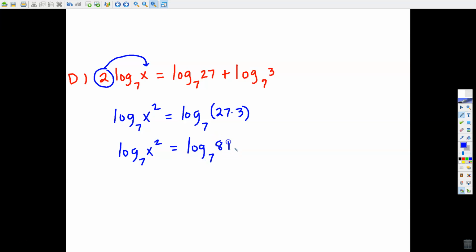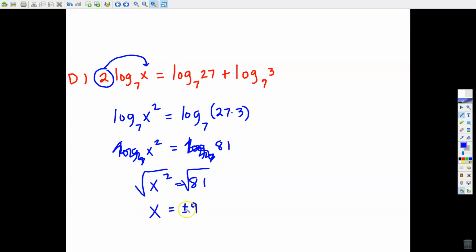And 27 times 3 is 81. Now I'm going to apply the log property of equality. So since those are the same base, I can solve this equation. And remember, if I'm solving a quadratic like this, anytime I do the square root of both sides, I have to include plus minus.